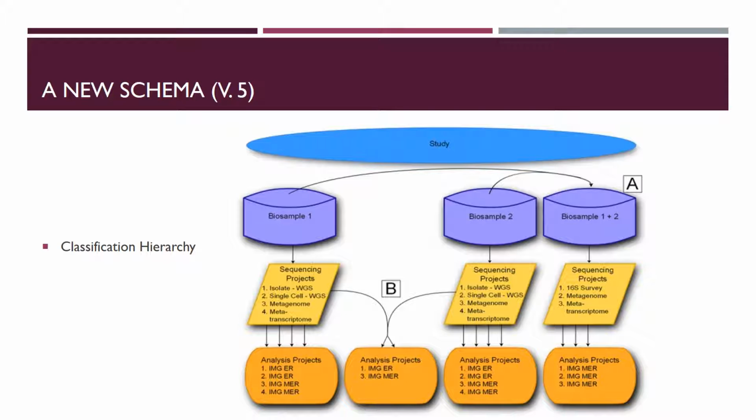So if that was incredibly confusing, which it was to me the first few times I read through it, I would just say that the main thing is that the study is the highest in the hierarchy. That is the big one. And then under that are biosamples, sequencing projects, and analysis projects, all of which can overlap. And that's one of the great things about this new schema, and I'll talk about that on the next slide.